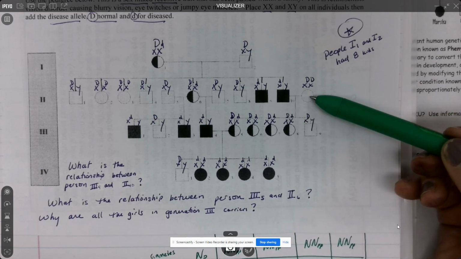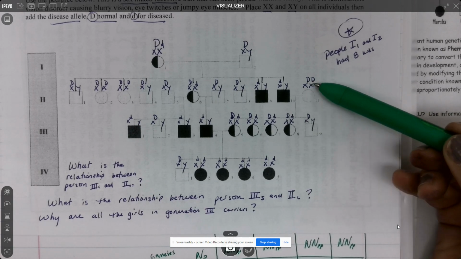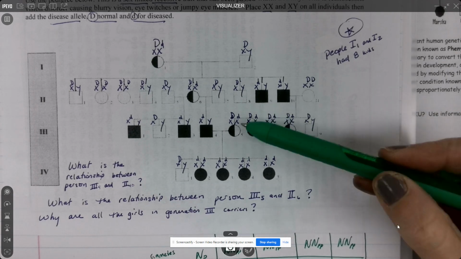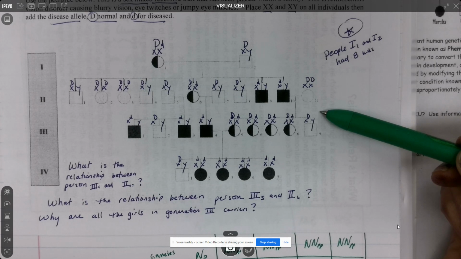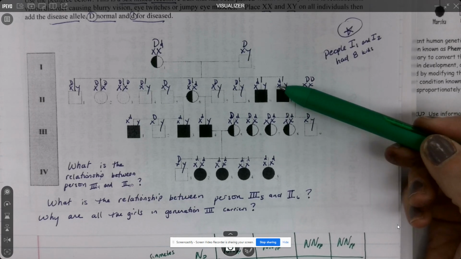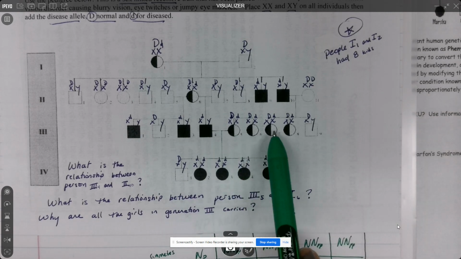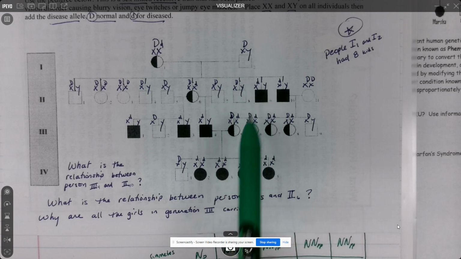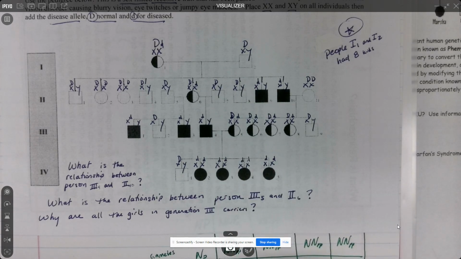And then pay attention to what mom's got. It looks like she's got a nice protective, dominant, healthy allele, and she gave that to every one of her kids, males and females. But dad gave his Y to his son and gave his X to his girls, which resulted in all of his girls having at least one little d, and that would make you a carrier.